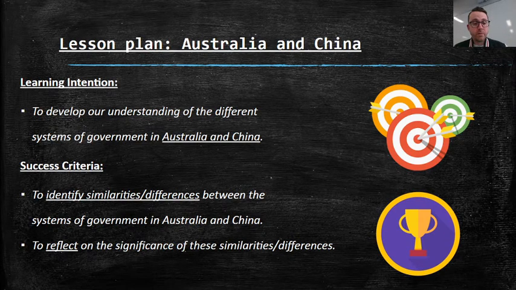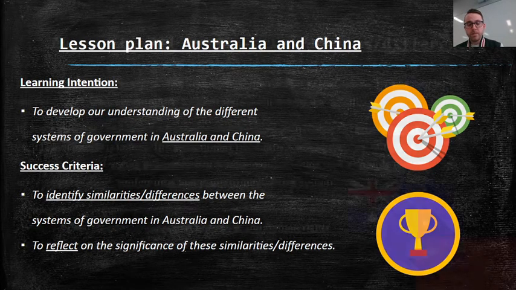Success criteria is to identify similarities and differences between the systems of government in Australia and China. See what's working, what's not, and maybe reflect on what that means. So the fact that these countries are very different, what does that mean for the people in those countries? What does it mean for the governments?